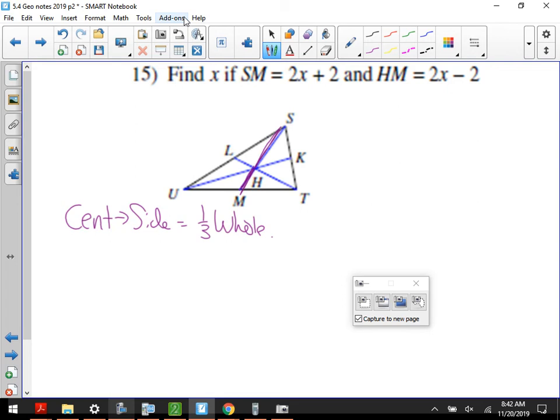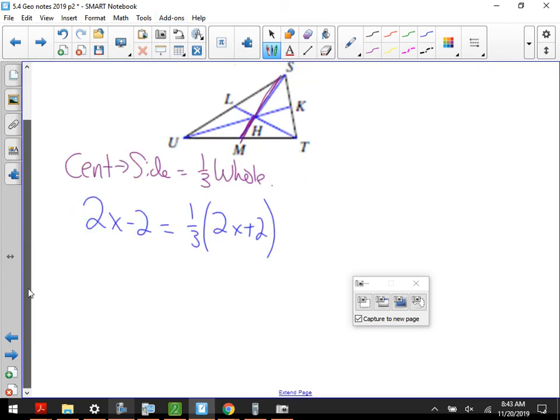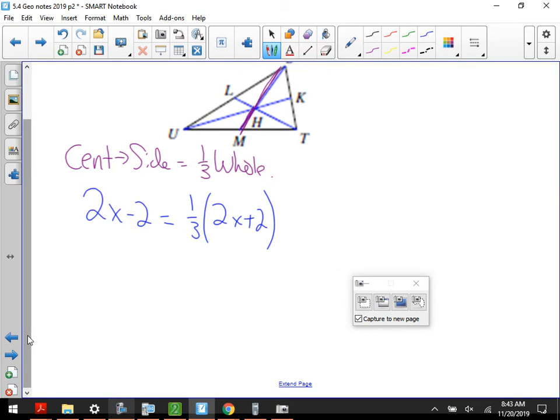Before I go that far, we'll fill this in first. Centroid to side is the HM, so that was the 2x minus 2. The whole thing was the 2x plus 2. So at this point, you could have done one of two things.